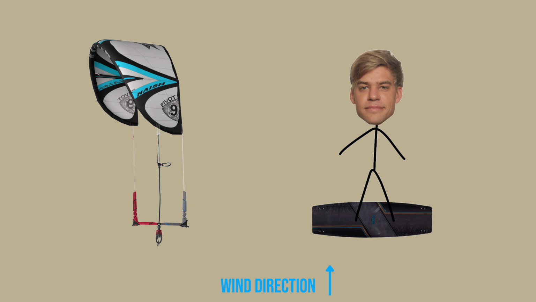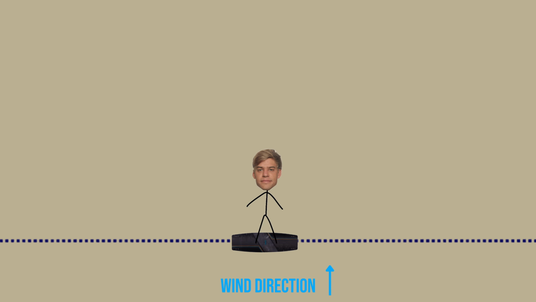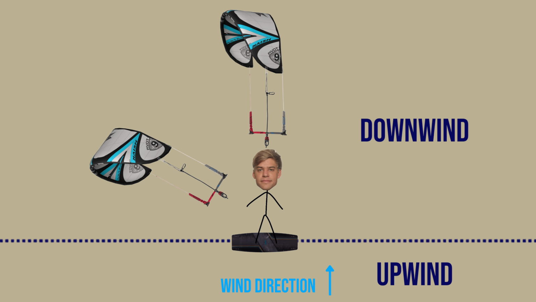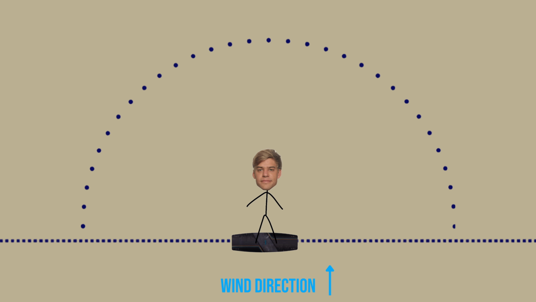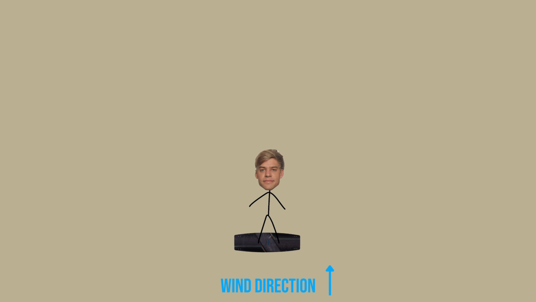So the first concept to explain here is called the wind window. If the wind is coming from this direction and I am standing here, the kite will only fly when it is downwind of me, and therefore it will only fly in this semicircle shaped area, which we call the wind window.